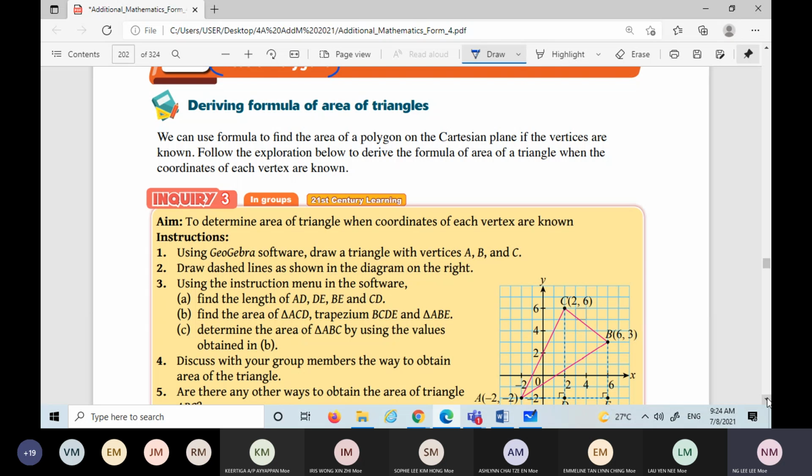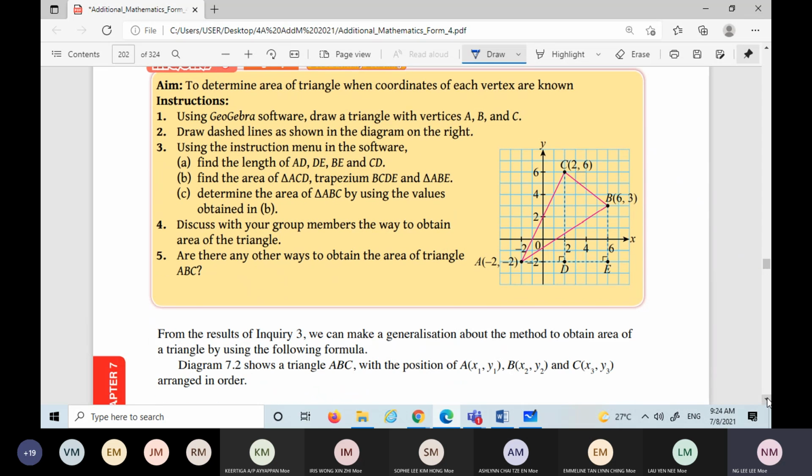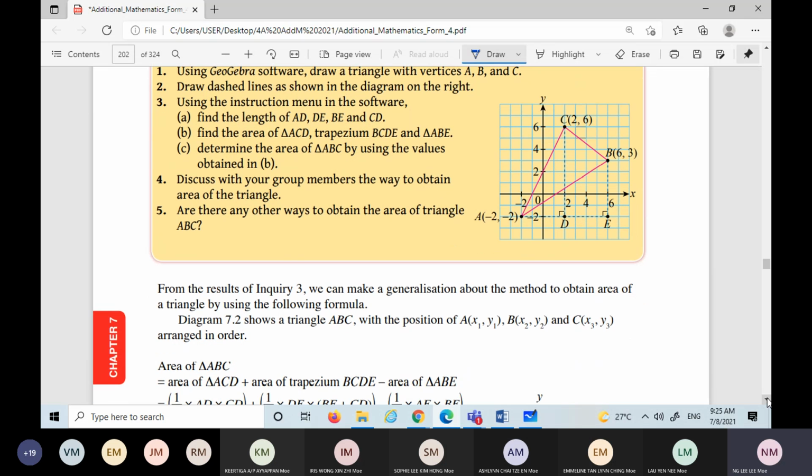We can use a formula to find the area of a polygon on the Cartesian plane if the vertices are known. If the question gives you the coordinates of all the vertices, we start with triangles, and after that we will go to quadrilaterals and then any polygons. So for a triangle, if the coordinates of all the vertices are given, you can use a formula to get the area of the triangle.